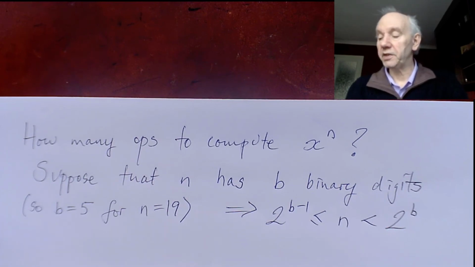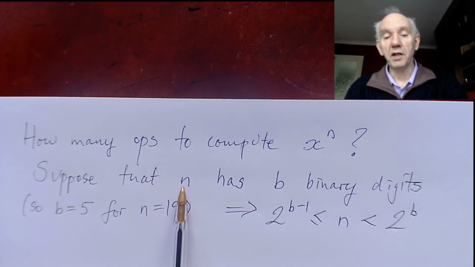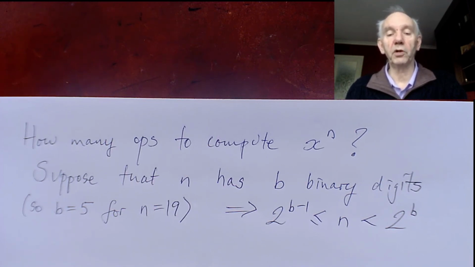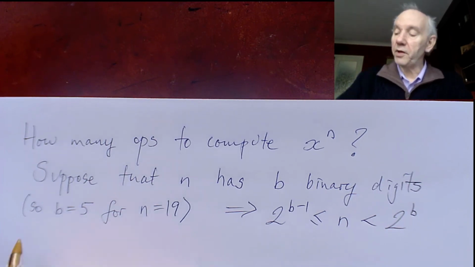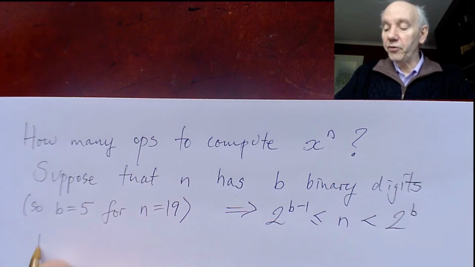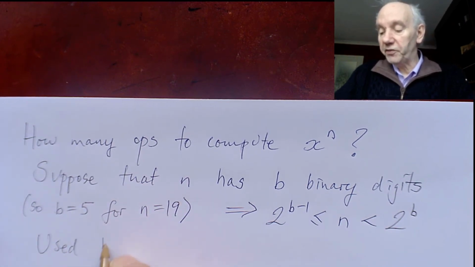Okay, now the point is this: when we had our table, each column was labelled by a binary digit in the expansion of n. But we don't really use the first column. All the operations in the first column were trivial. 1 squared, 1 times x. So we can forget about those in practice. So really we had b minus 1 columns. So in our algorithm, we used b minus 1 columns effectively.